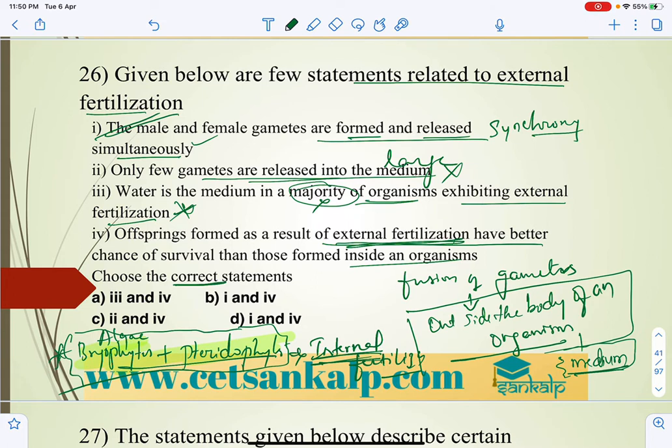So choose the correct statement. Offspring formed as a result of external fertilization have a better chance of survival than those formed inside: here reproduction will be there, so it is a wrong statement. So only one and few gametes. Select the correct statement. So instead of 4, we can choose only 1. Option 1 is the correct answer, right? All others are wrong.